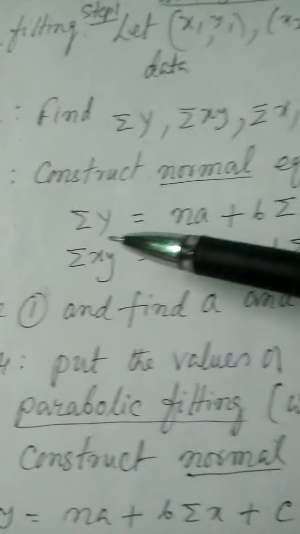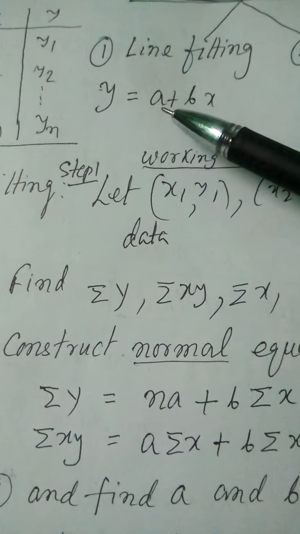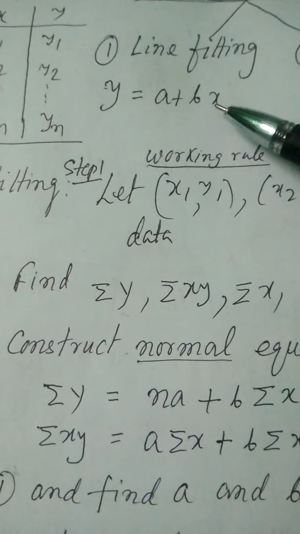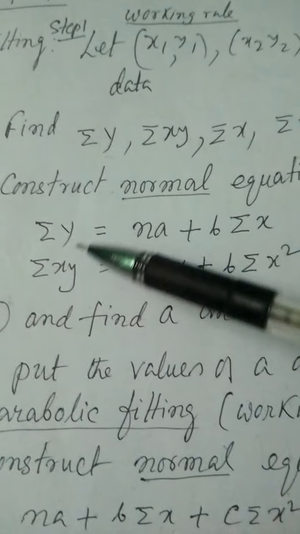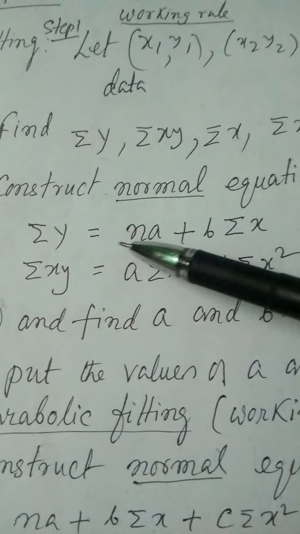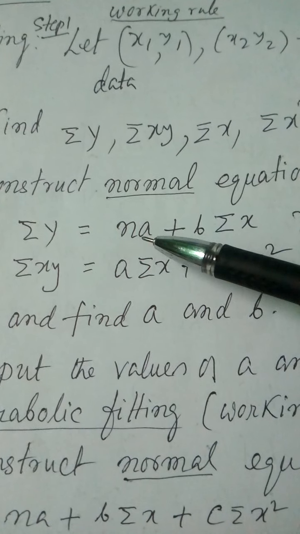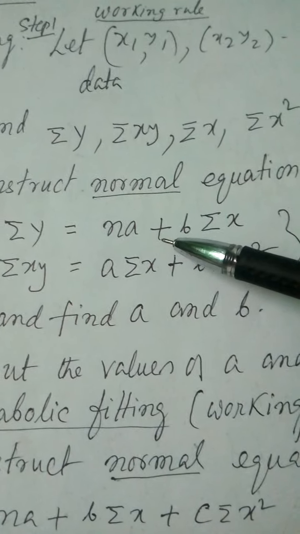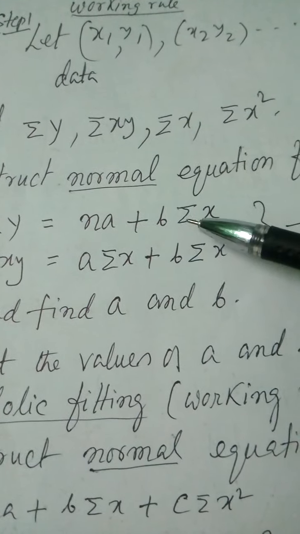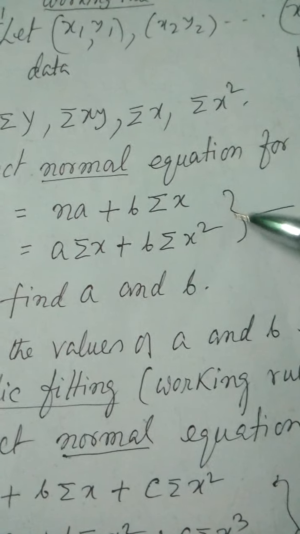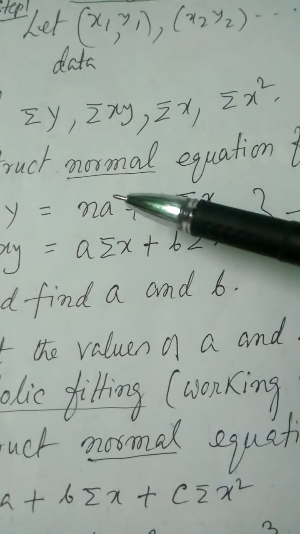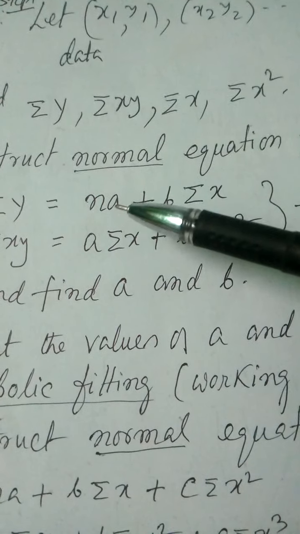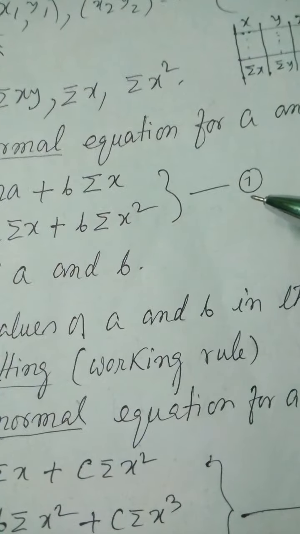Now it is given y is equal to a plus bx. So you take the sum here. So summation of y will be equal to summation of a, which is nothing but na, plus b summation of x. To understand why it is na: a plus a plus a up to n terms. So it is na. This is the equation.